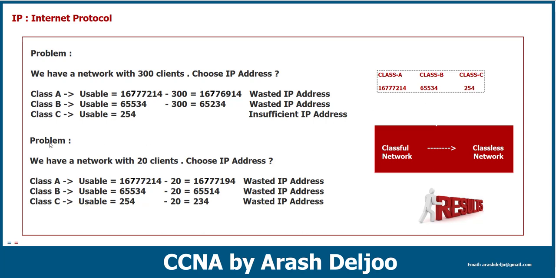Look at here. This is the second problem, or the second example. We have a network with only 20 clients. Choose which IP address class is good for us. If we use class A, we should waste many IP addresses, and this is not a good choice. If we use class B, again we waste many IP addresses. And if you use class C, you use 20 IP addresses from one class C, and you will also waste many IP addresses. Again, here we have the same problem.